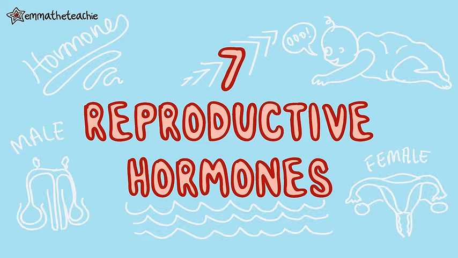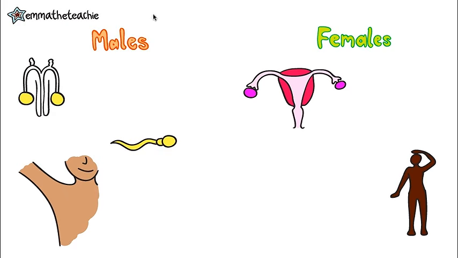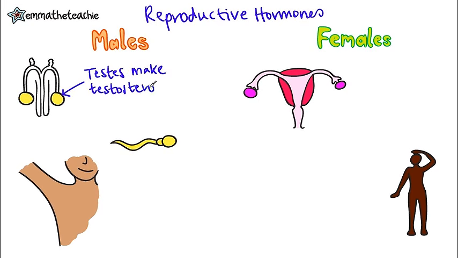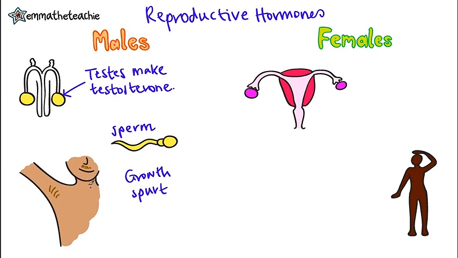7. Reproductive hormones. During puberty, reproductive hormones cause secondary sex characteristics to develop. In males, the testes make the main reproductive hormone, which is testosterone. This stimulates sperm production. Other changes include a growth spurt and the development of underarm, facial, and pubic hair. The voice will also break, which just means that it gets a little bit deeper.